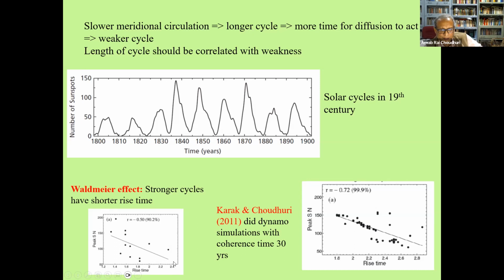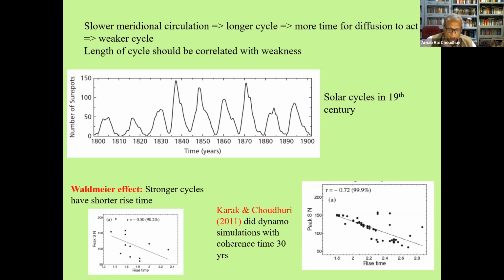And Gaurav and I carried out a simulation of our dynamo model introducing this sort of a fluctuation of meridional circulation with a coherence time of about 30 years. And we are able to get this kind of anti-correlation, giving the first theoretical explanation of this Waldmeier effect. And I would say that so far, nobody has been able to find any other way of explaining the Waldmeier effect without invoking these fluctuations in meridional circulation. So this successful explanation makes us think that there are really such stochastic fluctuations in the meridional circulation which affect the dynamo.